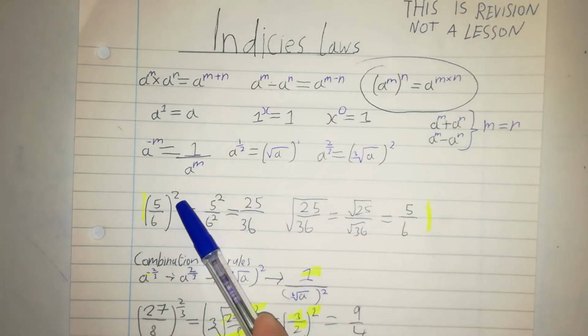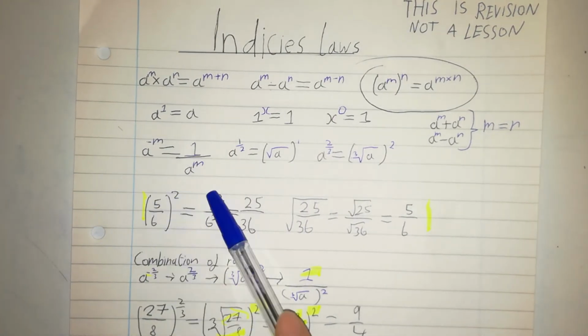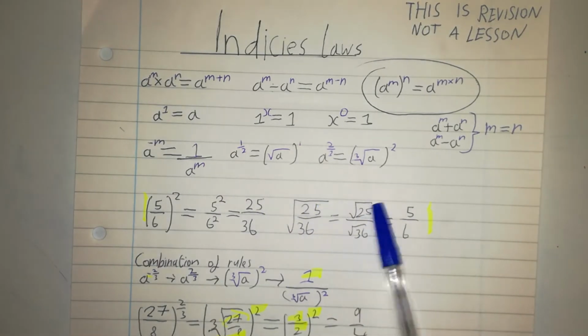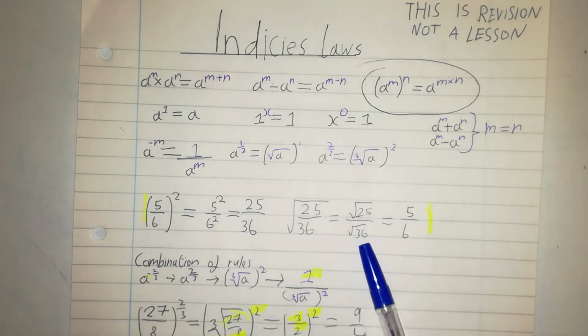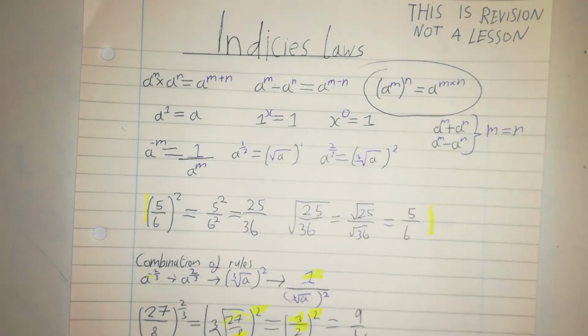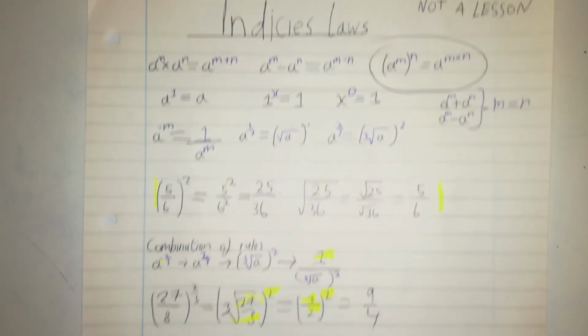If you're squaring 5 over 6, that's the same as 5 squared over 6 squared, 25 over 36. Same as the square root of 25 over the square root of 36, same as the square root of 25 over 36, equals 5 over 6. We're going to combine the rules quickly.